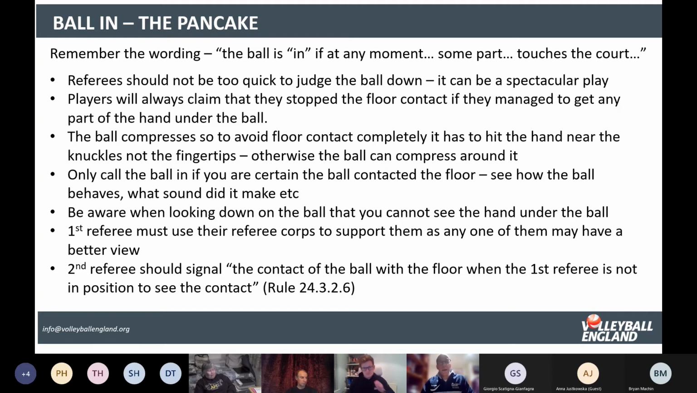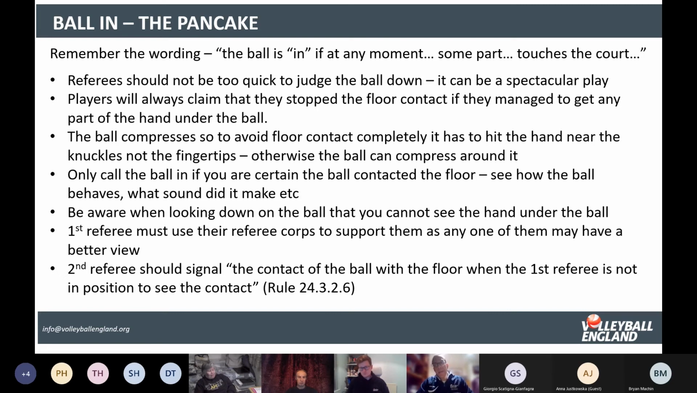Okay, so what I'm saying with the pancake is don't judge it too quickly, but listen, look at what you've got. Does the player actually get under the ball? How does the ball behave? If the player's got their hand under the ball, it will show in the way the ball comes off the hand. You'll get a sound. You know what the ball sounds like when it hits the floor. It'll be slightly different. So you've got various things that can help you in this. But also remember that when you're looking down on the ball, you can't see the hand underneath it.